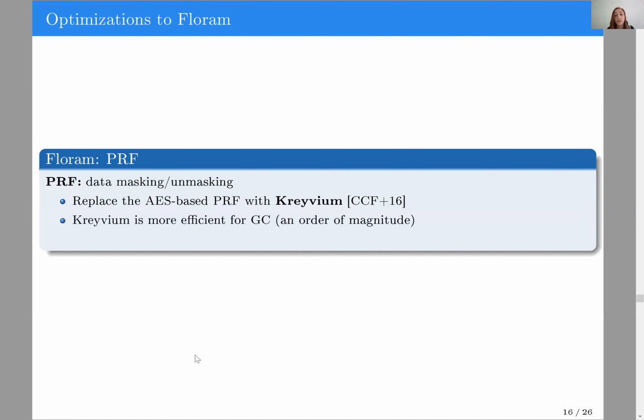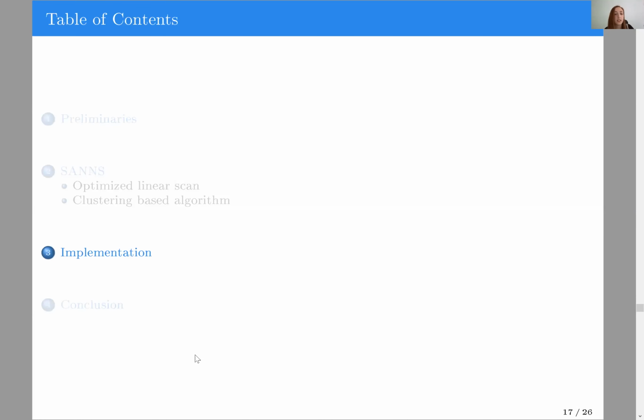And actually, we observed that Kreyvium in GC is about an order of magnitude more efficient than AES. So just at the beginning of the computations in the preprocessing mode, Kreyvium is going to be computed in plain text. And in order to be as efficient as possible, we massively vectorize this computation within AVX-512. Okay, so this is everything for the theoretical description of SANNS.